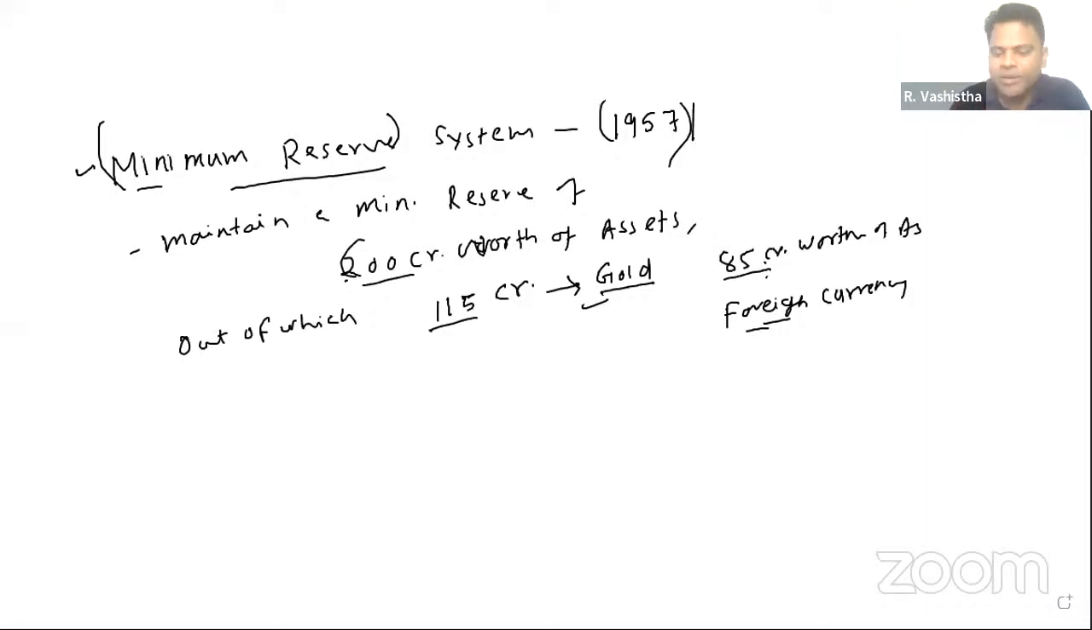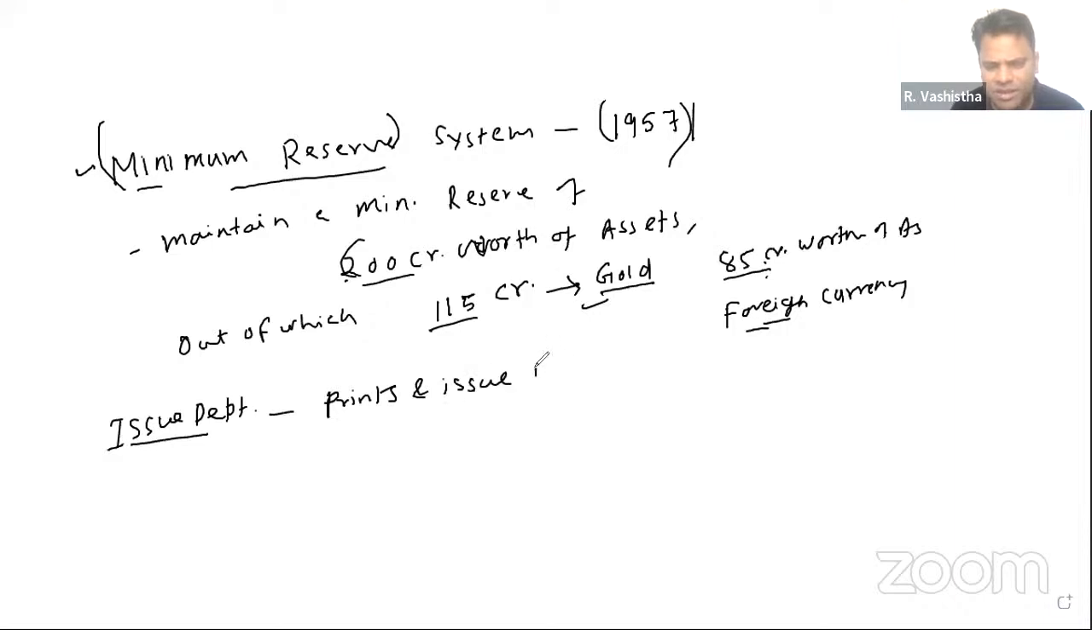See, there are two important departments within RBI which look after the requirement of printing of currency. One is called the issue department. The issue department of RBI is responsible to issue the paper notes, right? It prints money and issues it in the market, in the economy. This is the issue department. But the issue department, before printing the currency, has to take the permission or approval from the banking department of RBI.